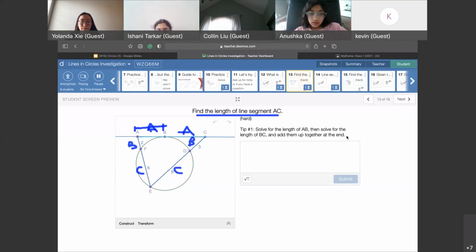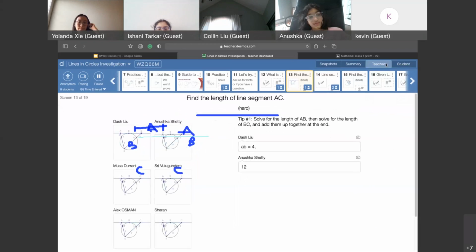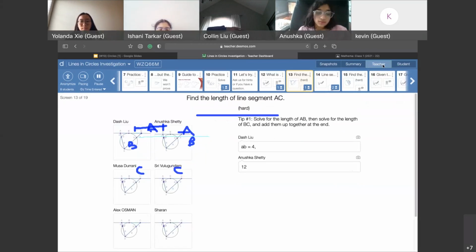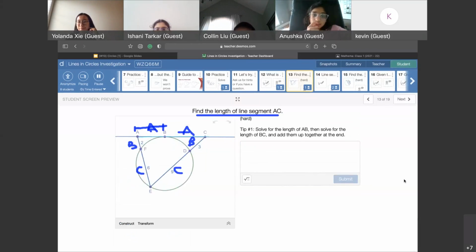Did you get the answer for 13 yet? I tried something. I'm 90% sure. All right, nice job, Colin. You got the length of AB right. So I'm assuming you're probably solving for BC now.